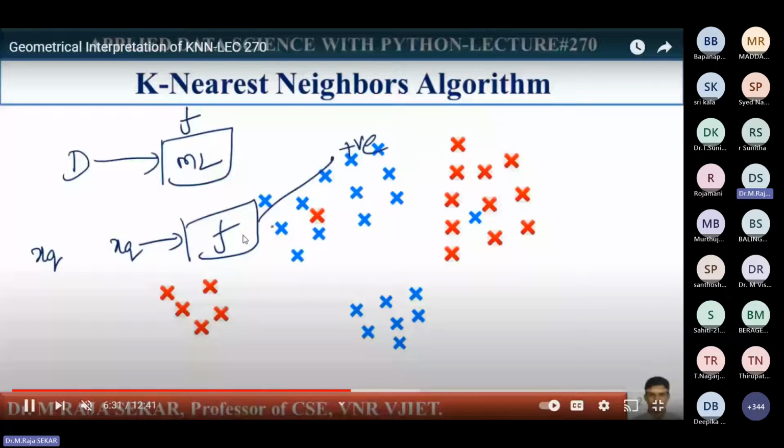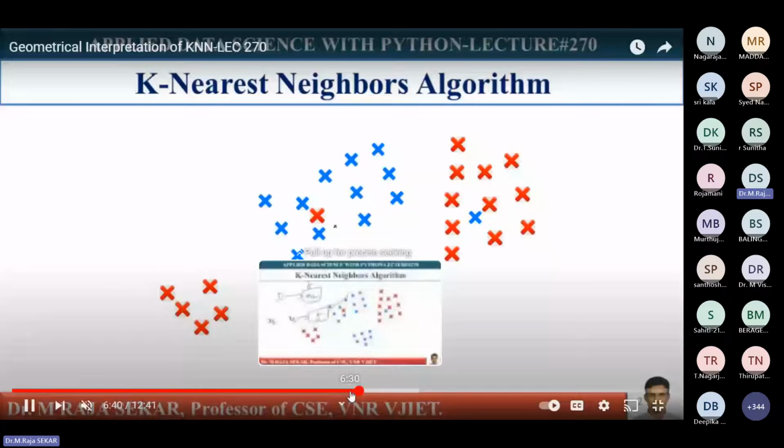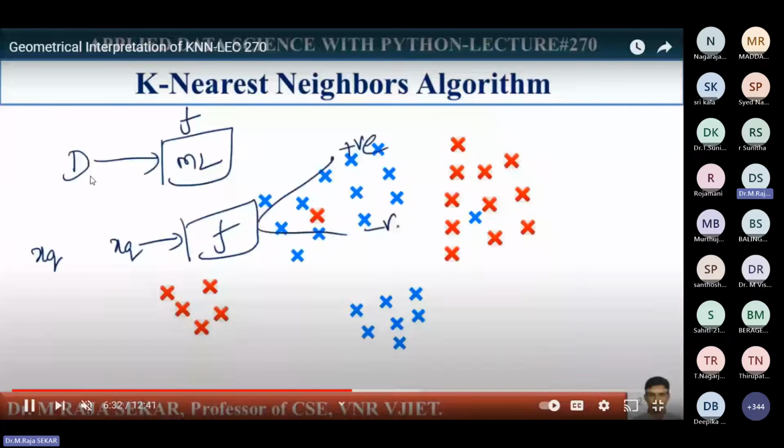After building the model, what do I have to do? I will get a query point, XQ. I have to feed that XQ to this F. How did I get this F? I got this F because of this training data. Now I can make use of this F for a new query point XQ. If I feed this new query point XQ to F, the output will be either positive or negative. Why? Because this is a binary classification problem.